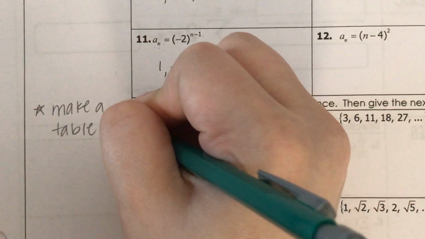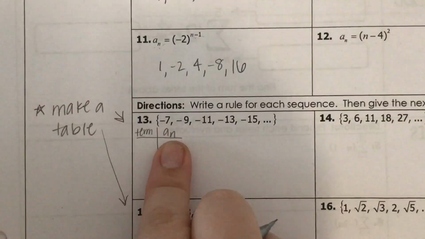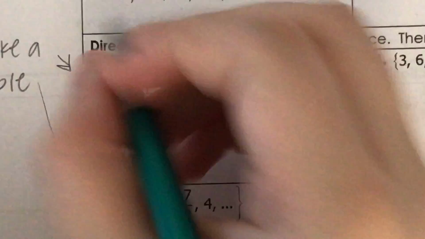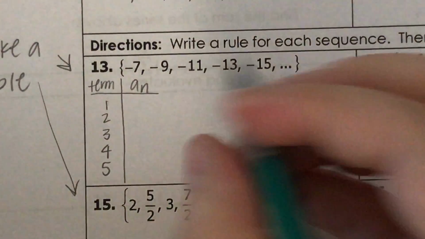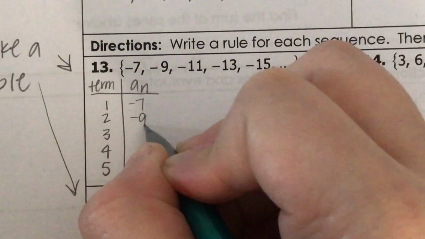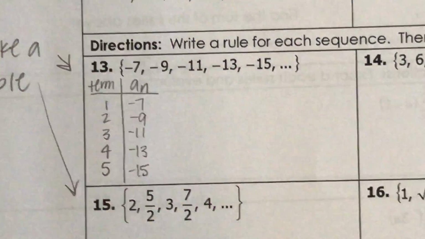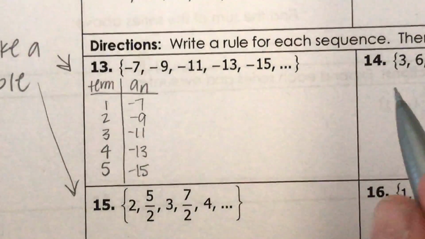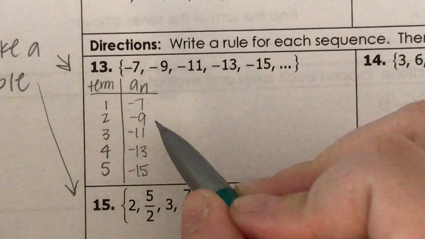Okay, so we have our term number, and then our actual term. So we have 1, 2, 3, 4, 5 terms that they give us. They give us negative 7, negative 9, negative 11, negative 13, and negative 15. So we're going to figure out the differences first of all. And if we get a common difference, then great. That's really, really easy.